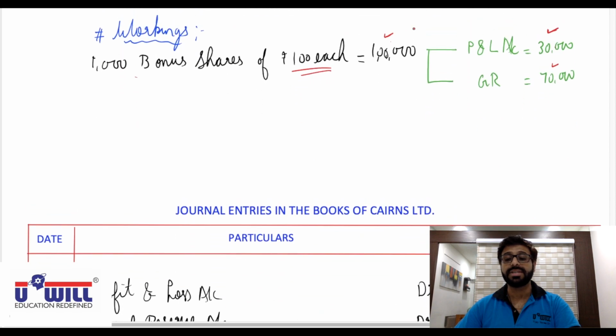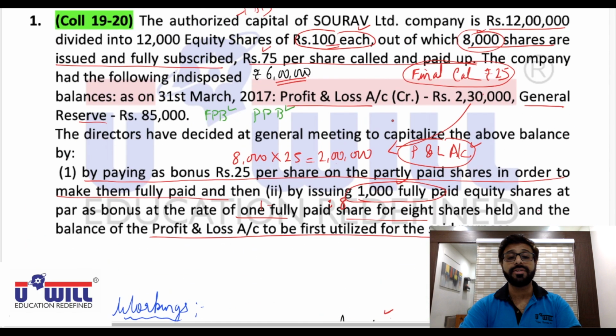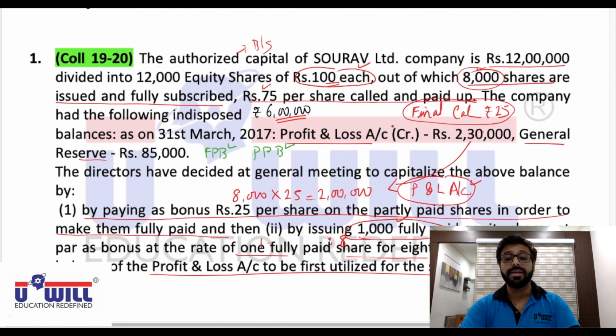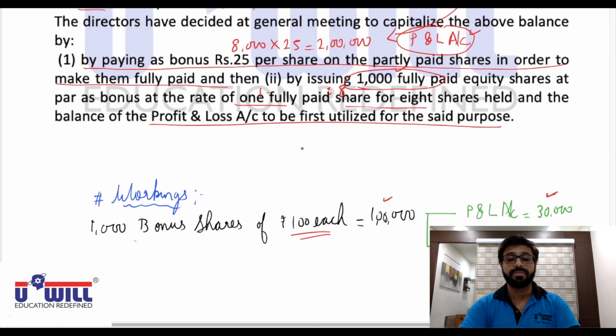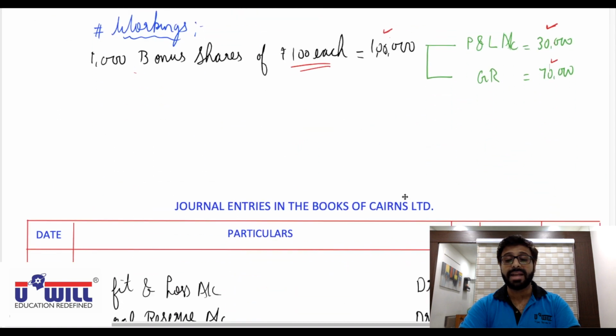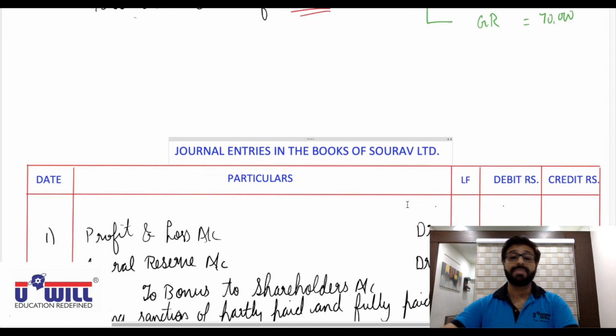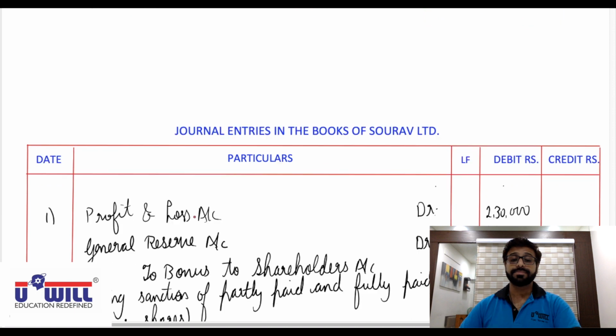So what will be the entries here? Okay, journal entries in the books of Saurav Limited. Now here you all can see in the question only journal entries are asked, balance sheet is not asked. But for practice purpose I have shown the balance sheet also, you all can just verify that. Otherwise only journal entries are asked, balance sheet is not asked.